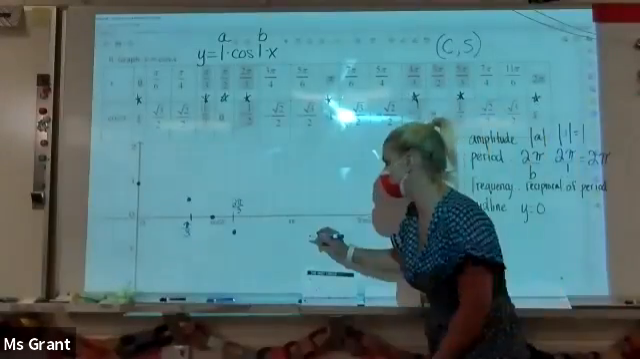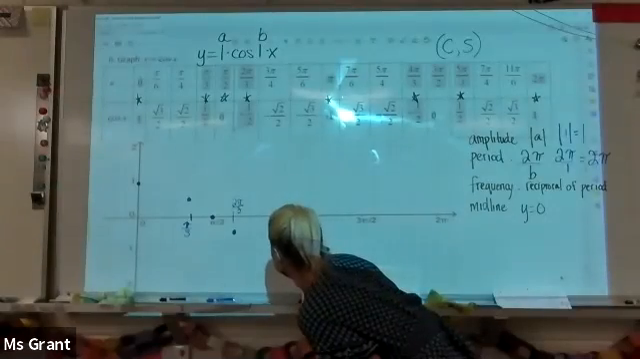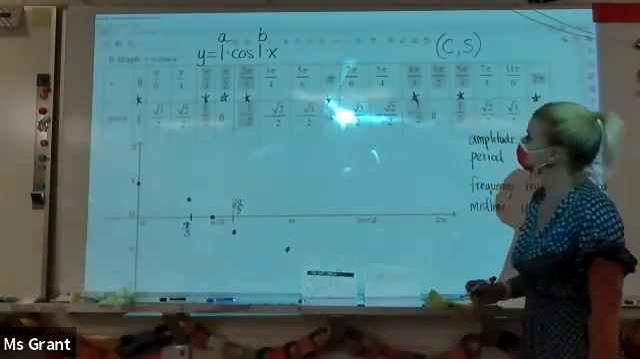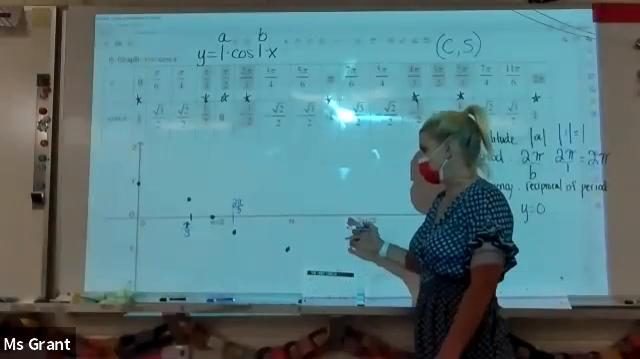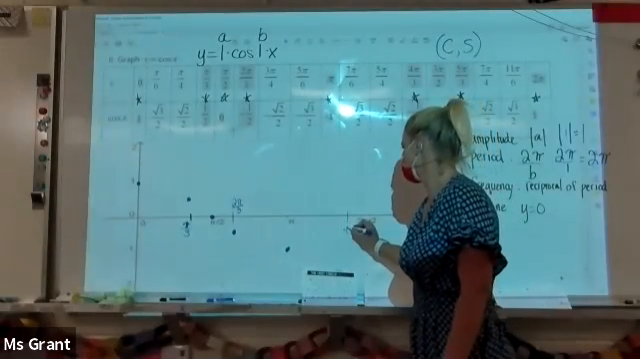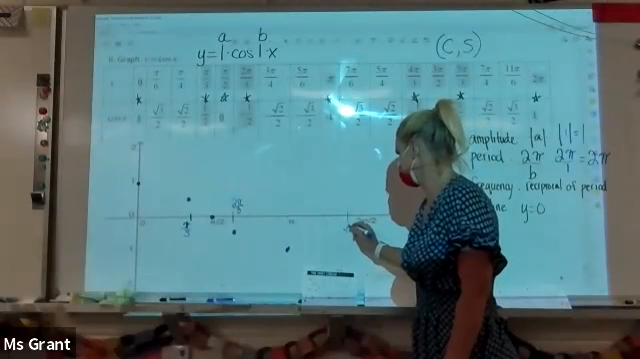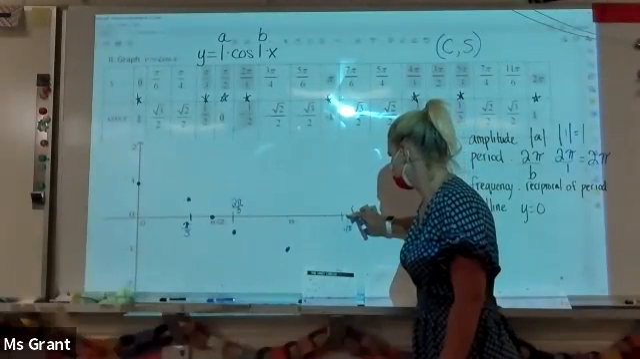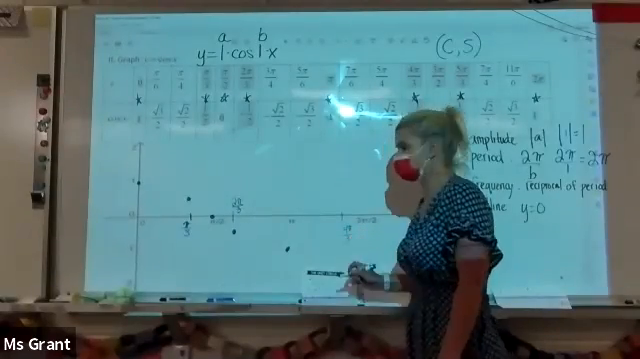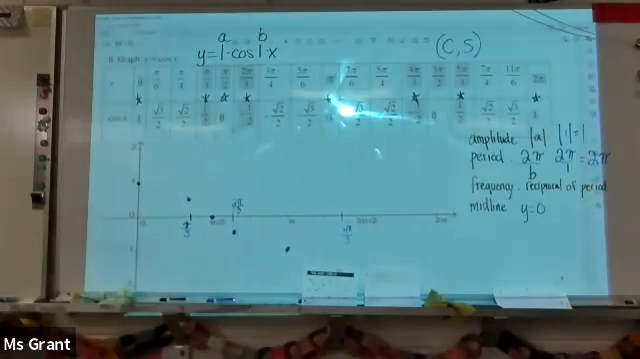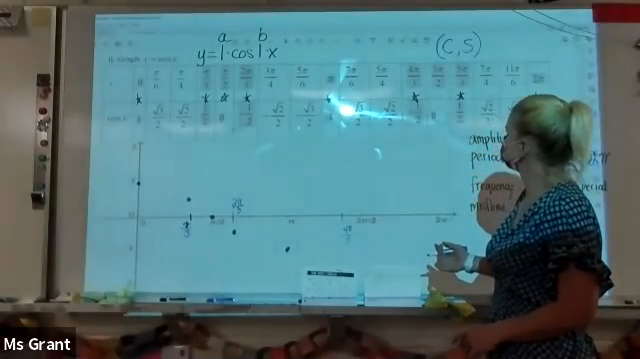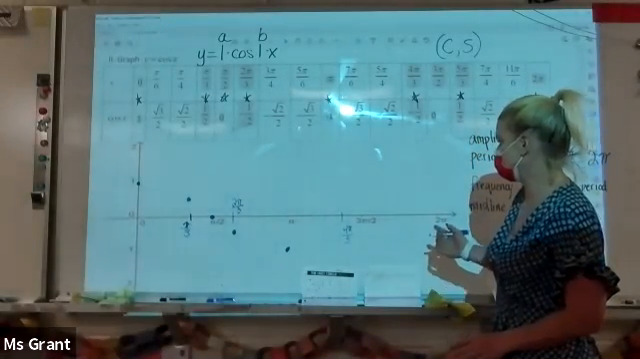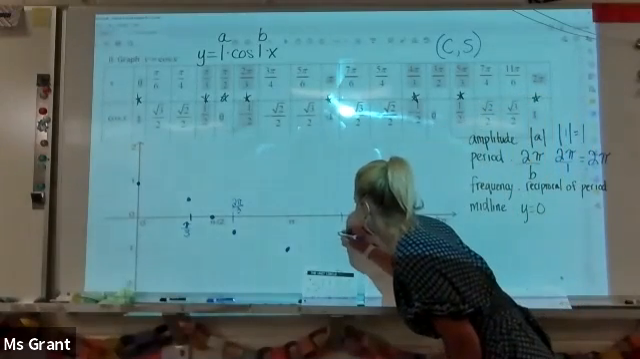Pi, comma negative 1. Four pi over 3, where's that? Well, it's in quadrant 3. Like there's fine. 4 pi over 3 comma, wait, where am I at? Pi comma negative 1. 4 pi over 3 comma negative 1/2.